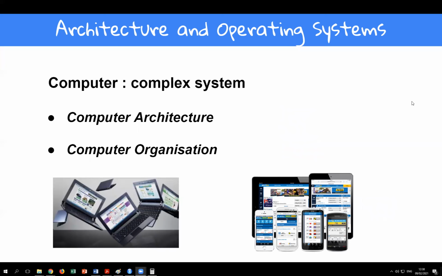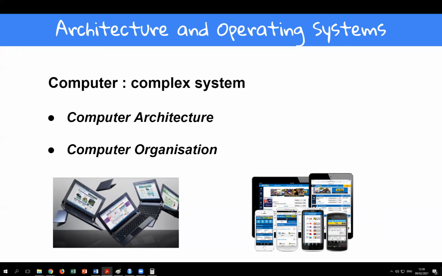So a computer is a complex system. Complexity means that we've got different components and we've got to put them together in a logical way to be able to undertake different operations. But first of all, we need to learn about computer architecture and computer organization. So first of all, what is computer architecture?